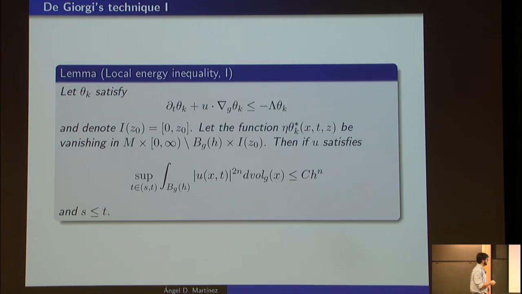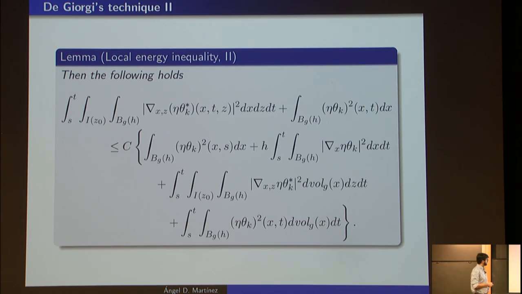So this is where I tell you that I will skip the details, because the local energy inequality, the Caccioppoli inequality that I told you before, fits. I mean, it's basically this slide, which tells you the hypothesis, and the next slide, which tells you the inequality itself.